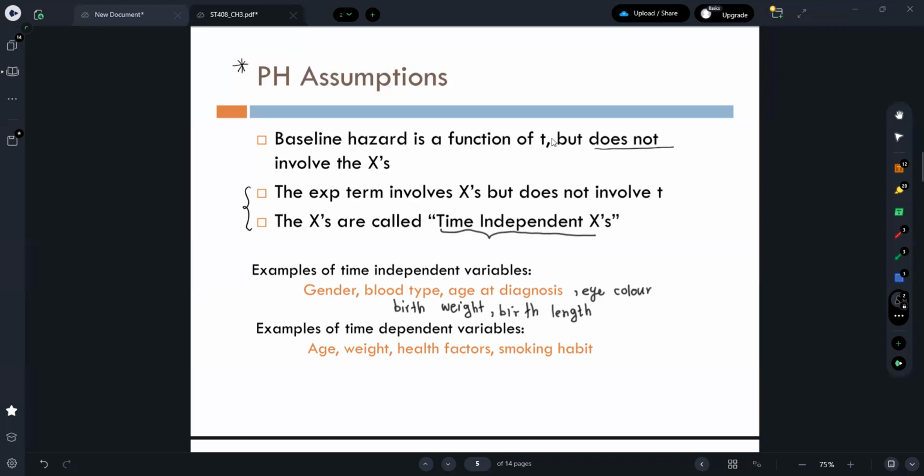Now, what about time-dependent variables? There are many, if you can think about it. There can be many examples that you can come up with. You can give me another example for a time-dependent variable.